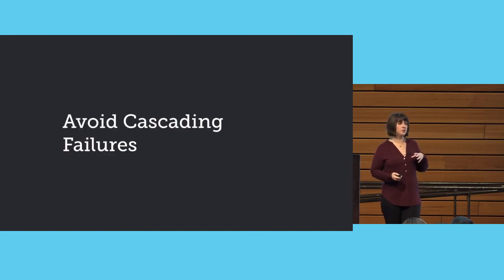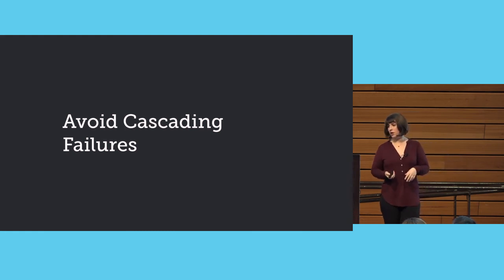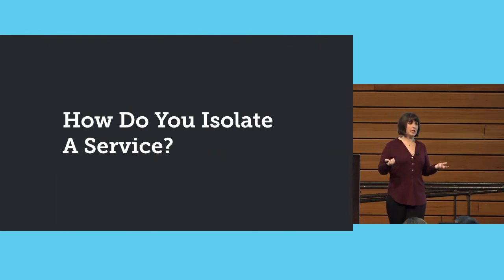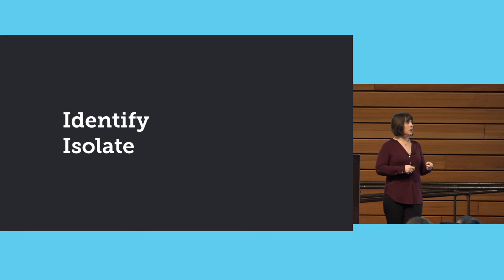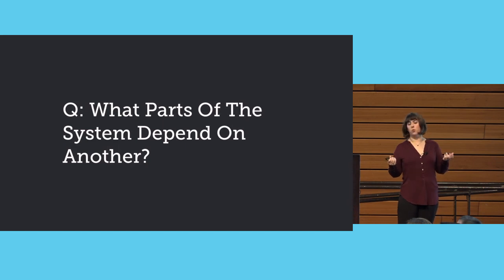So all of this is because you want to avoid cascading failures. This is a big, complex system. Things are dependent on each other, and you don't want one problem with one application becoming several problems with several applications. So how do you isolate a service? Well, before you can isolate something, you need to identify what else is dependent on this service. So what parts of your system depend on another?